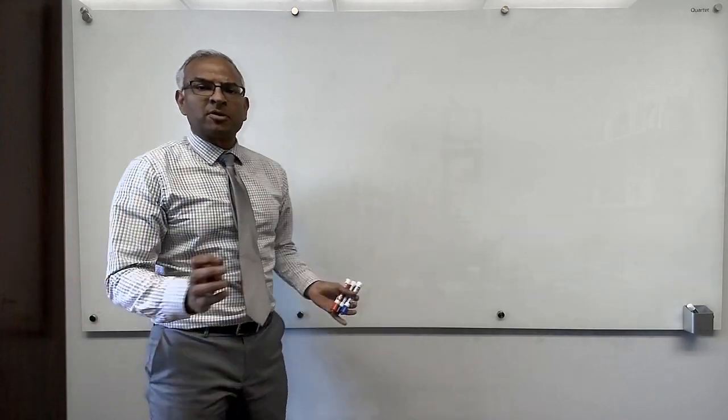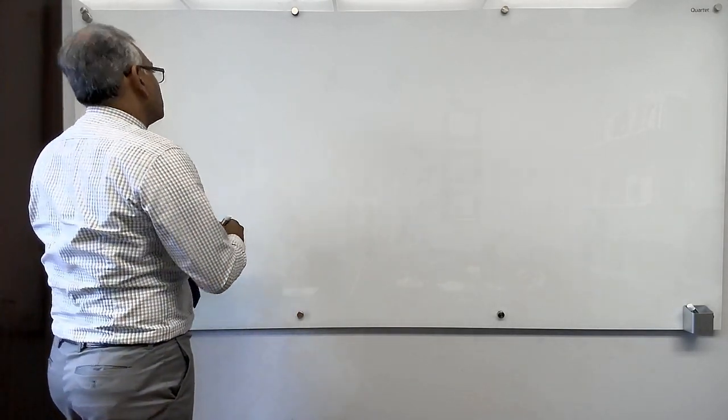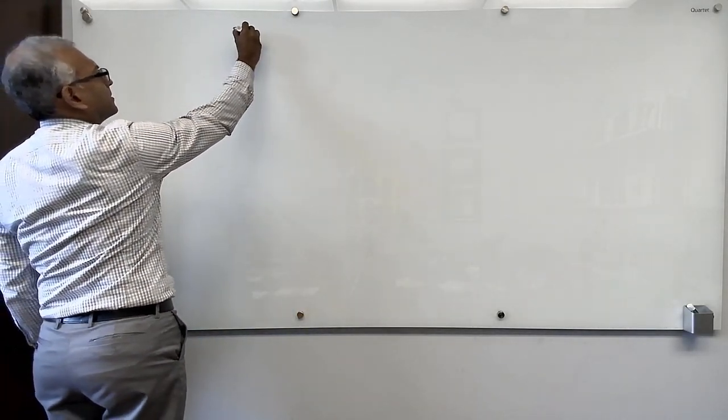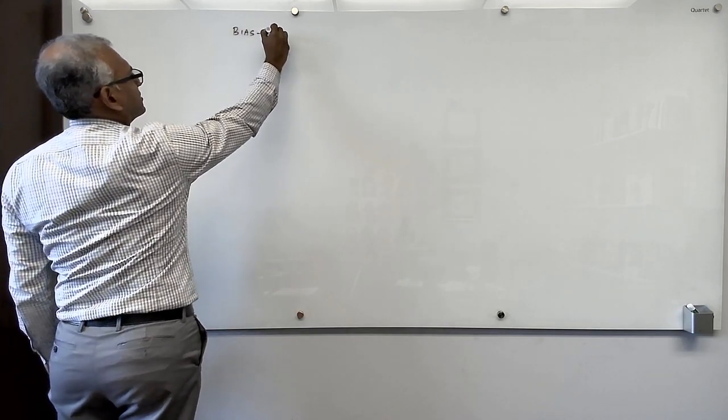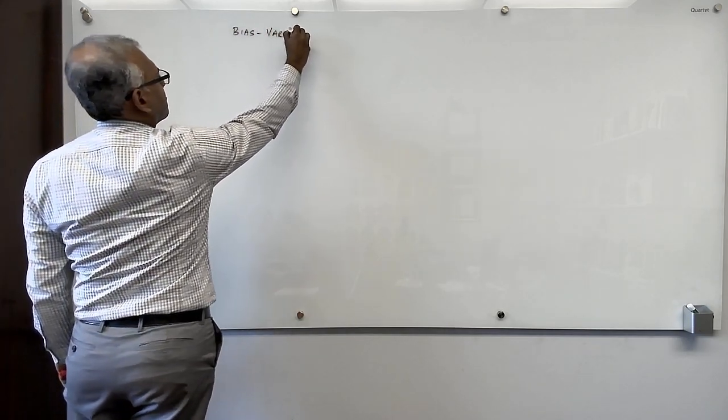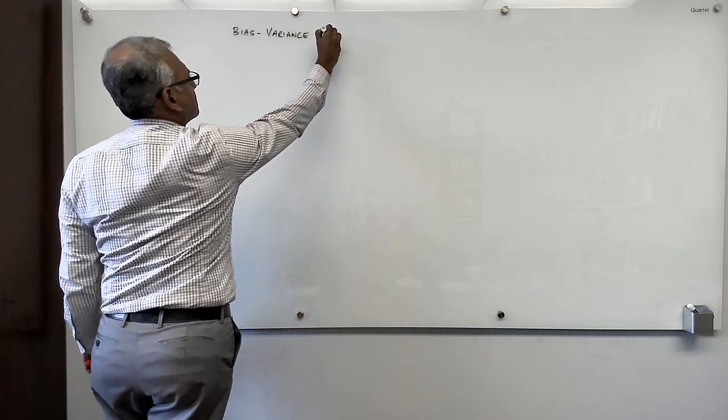Okay, so let's talk about bias and variance, which is another view of approximation versus generalization. The bias variance analysis.